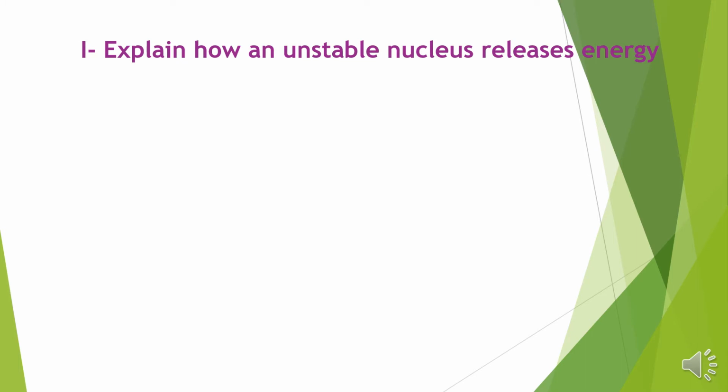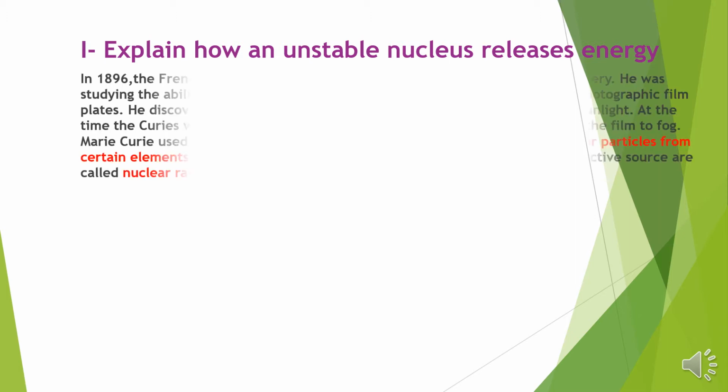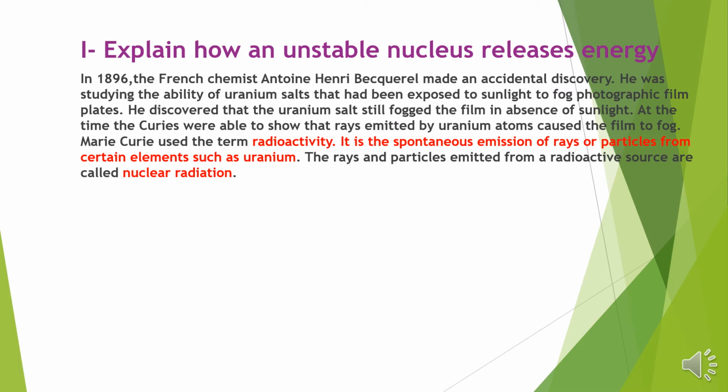Now let's start with the first objective. Explain how an unstable nucleus releases energy. First of all, we want to have a history of a nuclear reaction. In 1896, the French chemist Antoine Henri Becquerel made an accidental discovery.